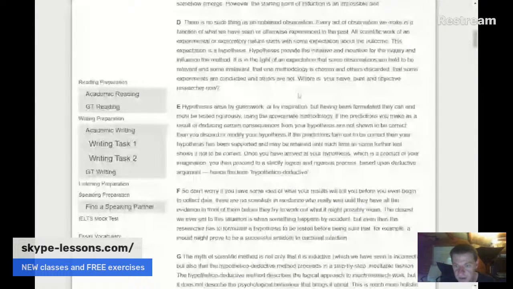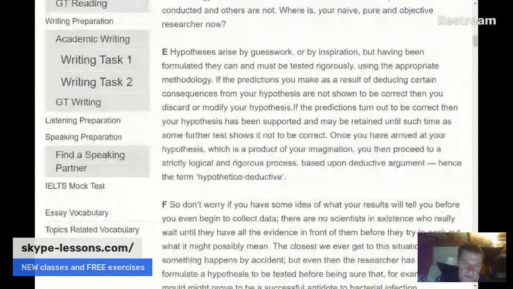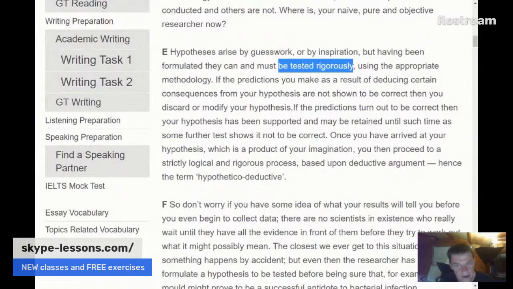Hypotheses arise by guesswork. Sorry, I'll make this a little bit bigger. Hypotheses arise by guesswork or by inspiration, but having been formulated, they can and must be tested rigorously. Okay, there's a bit about testing hypotheses. That's interesting. I don't know if some of you remember, but there was one of the titles below that said something about testing hypotheses, using the appropriate methodology.